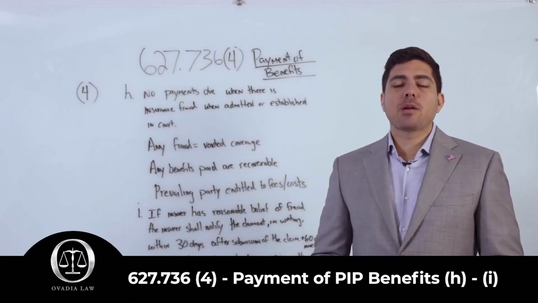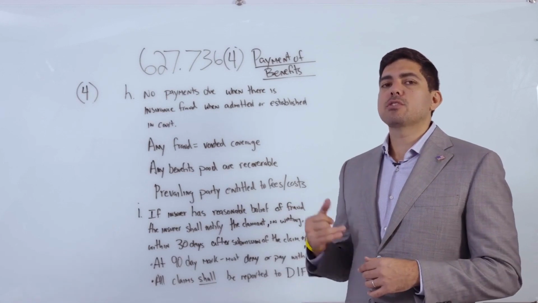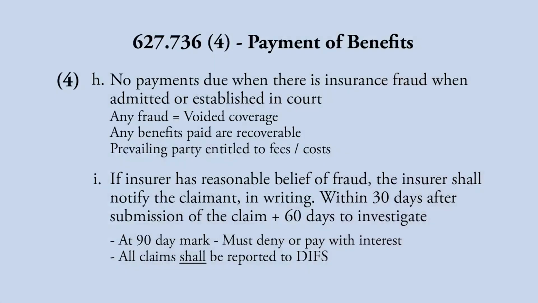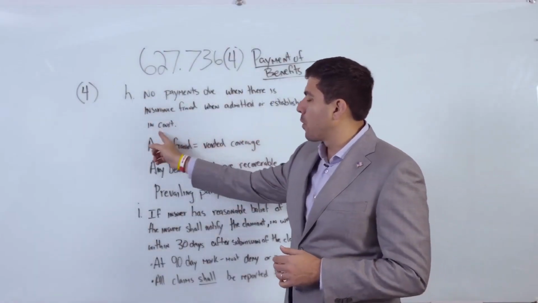Hey guys, we're going to be talking about insurance fraud in the PIP statute as it's listed. This is subsection H, subsection I. Really quick, no payments are due when there is insurance fraud, when it's admitted or established in court.